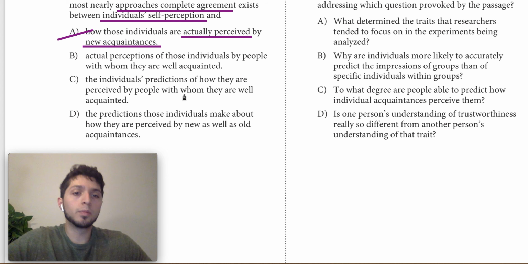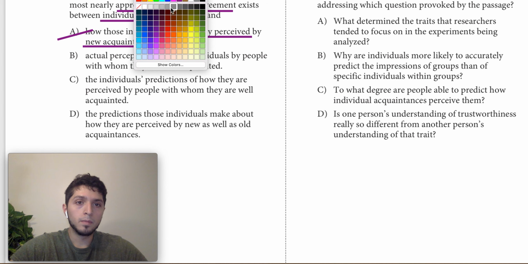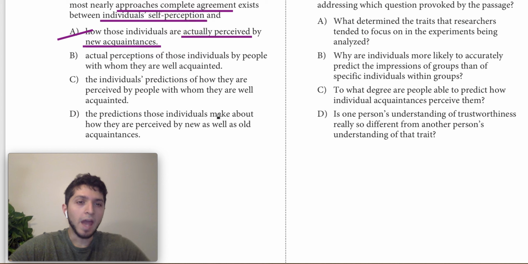B says actual perceptions of those individuals by people with whom they are well acquainted. So we have the well acquainted part, which works pretty good. But we're looking for the correlation between self-perception and prediction of others, not self-perception and actual perceptions of those people. So for that reason, we'll get rid of B.